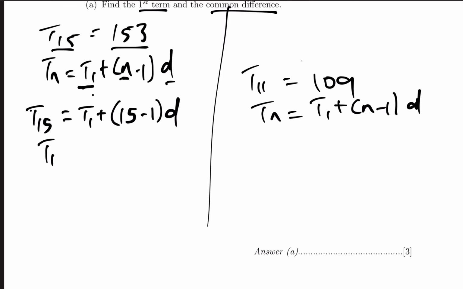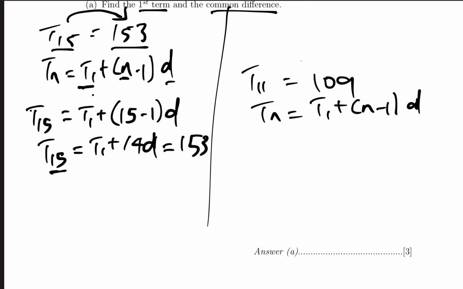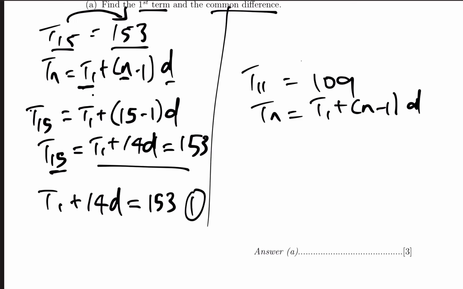Then T15 is equal to T1 plus 15 minus 1, that's 14d. So we get T1 plus 14d. And remember that we said T15 is equal to 153. Alright, so we've established our first equation here: T1 plus 14d is equal to 153. So that's our first equation.